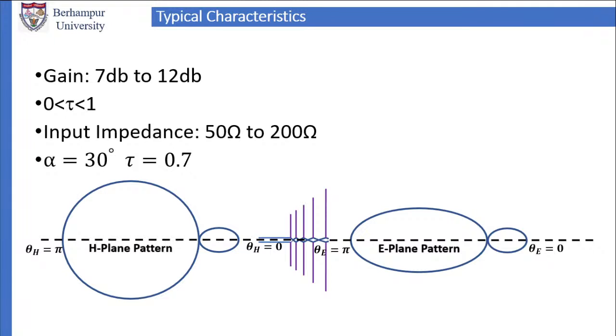Gain is between 7 to 12 dB. Tau is between 0 and 1. Input impedance is between 50 ohm to 200 ohms. Alpha usually is 30 degree. Tau typically is 0.7 in a typical antenna configuration. So these are the typical characteristics of a log periodic antenna.